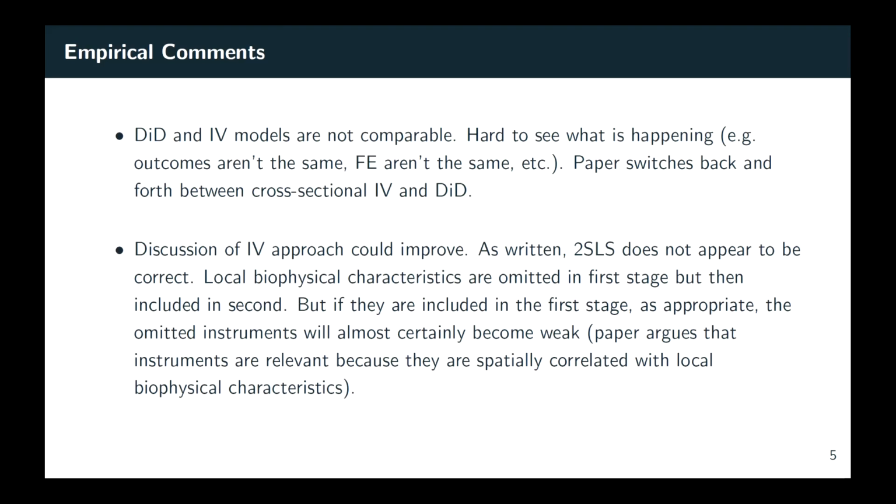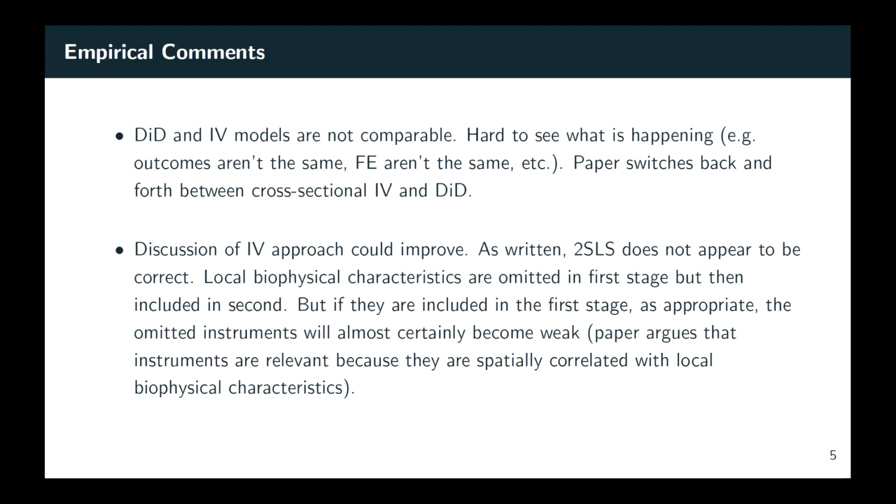So you have local in the first stage and in the second stage. All the variables in the first stage. So that's what it looked like in here. But do you have in the second stage? Do you have J's biophysical characteristics? You do. Okay. All right.